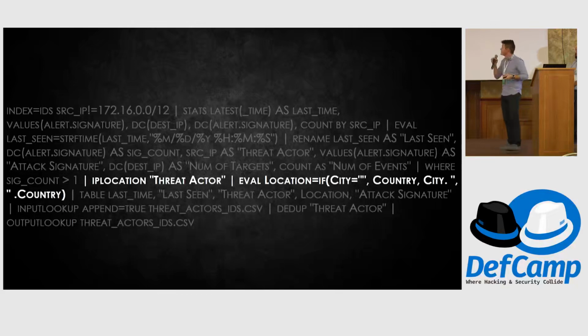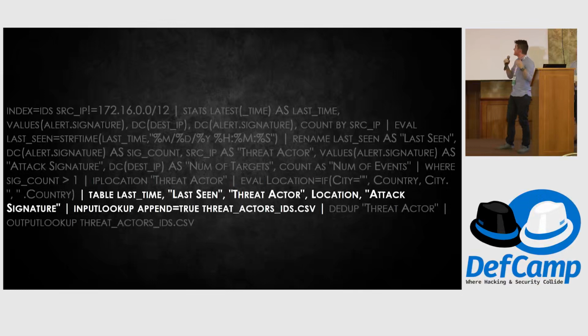This is a cool function in Splunk. IP location allows you to input any given IP address, and it automatically goes out and gives you the location of that IP. So it spits out the country, city, location, everything, which is awesome. And then we're just going to say table last time, which gives us a nice big table of all the fields that we want. You can pick whatever fields you would like in your threat list.